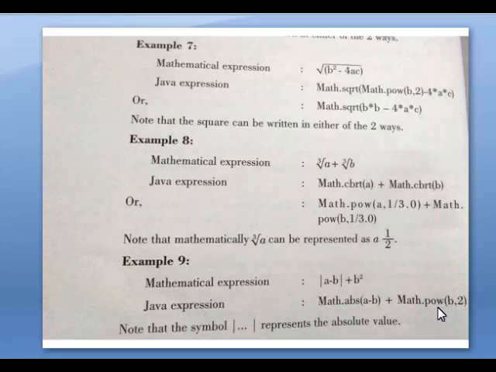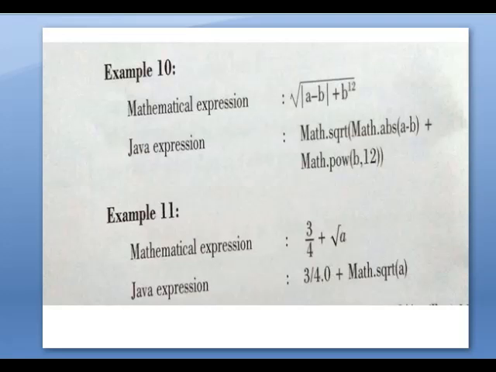Now example number 10. The mathematical expression is the square root, which is common to all this, and this is the absolute value. So Math.sqrt of, that is in the outer bracket, then Math.abs of a minus b plus Math.pow of b comma 12. Then example number 11, the mathematical expression is like this: 3 upon 4 plus the square root of a. So the Java expression is 3 / 4.0 + Math.sqrt of a.